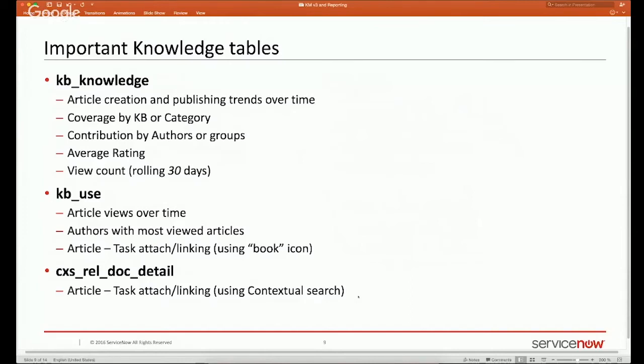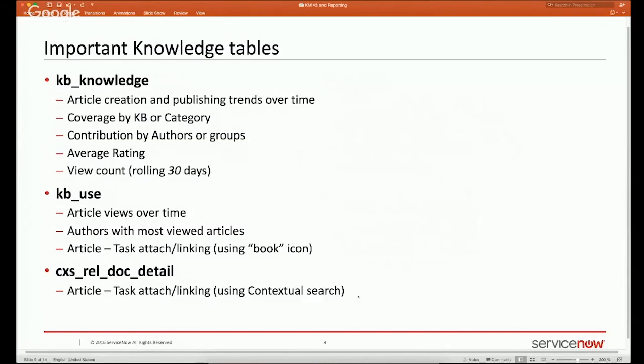The view count that you find in the KB knowledge table is a rolling 30 days. That 30 days is configurable in properties, but you tend not to overweigh the view count for something that was written 3 years back and has been accumulating views. So it's something that you want to take into consideration. KB use table has the actual views of the article over time, not the rolling. So you can take a look at it from there.